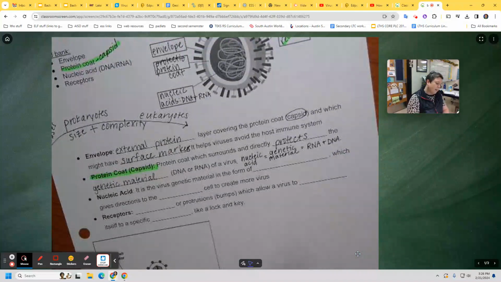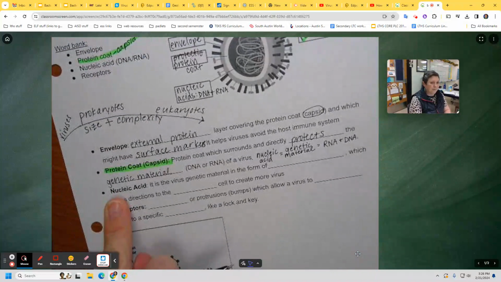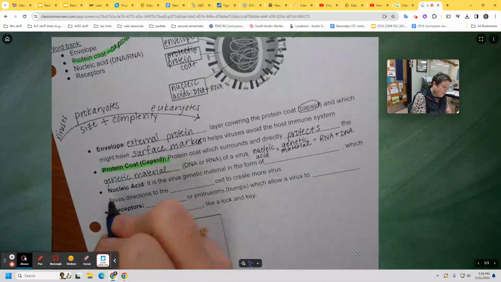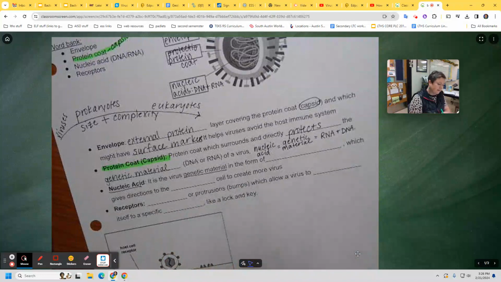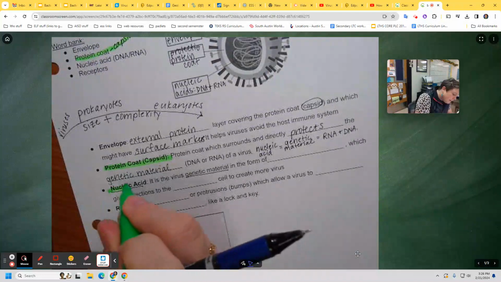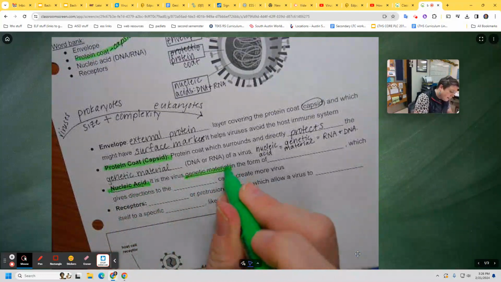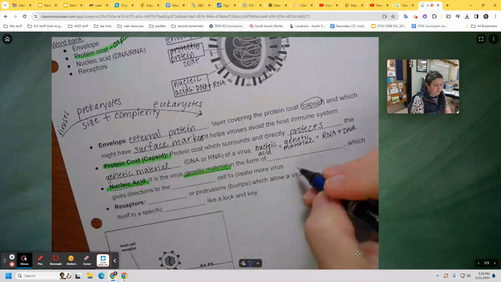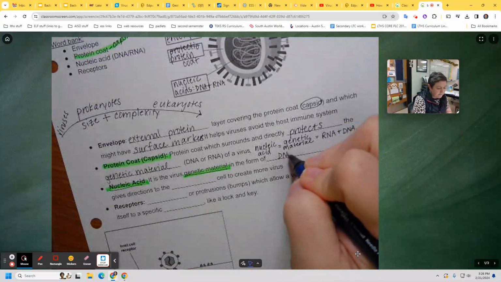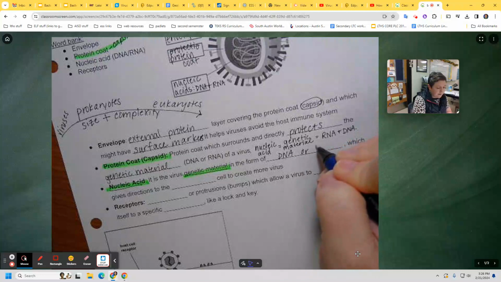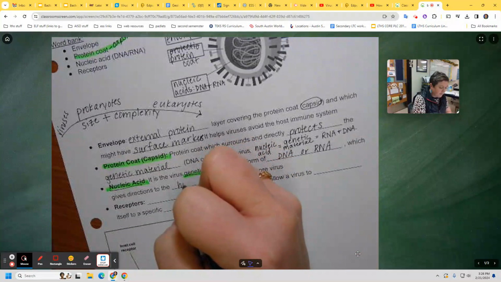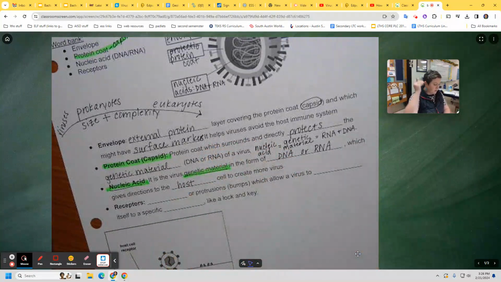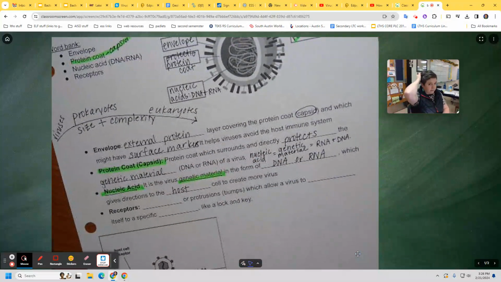Okay? Then we come down to the nucleic acid. So we have nucleic acid. It's the virus genetic material in the form of DNA or RNA, which gives directions to the host cell to create more viruses.